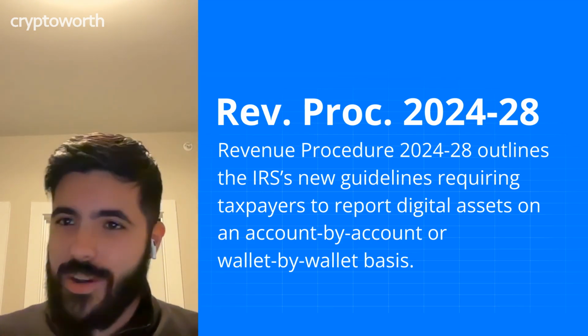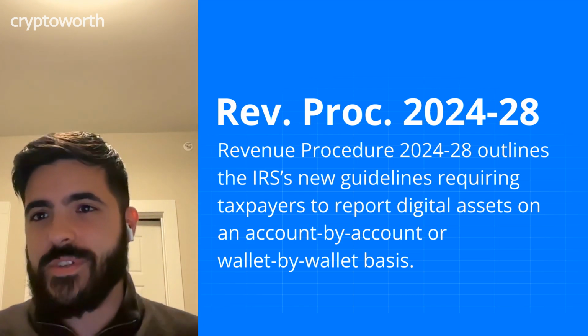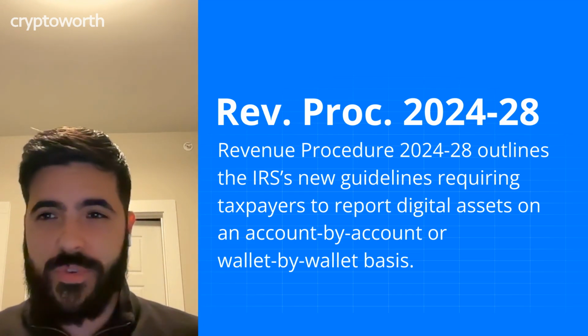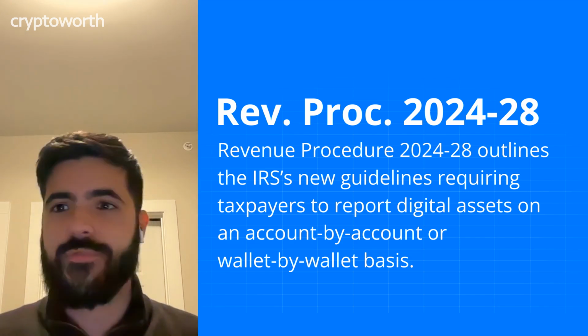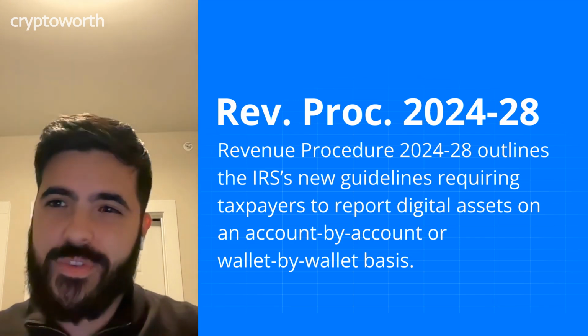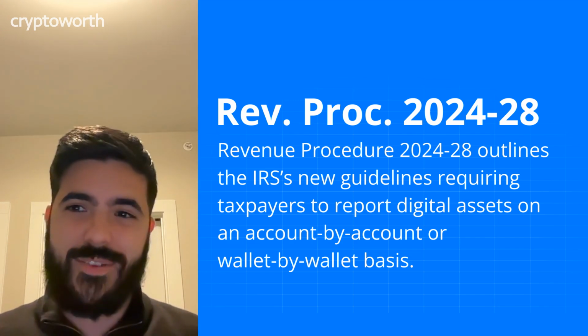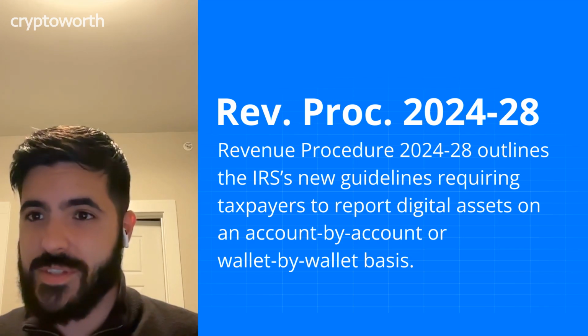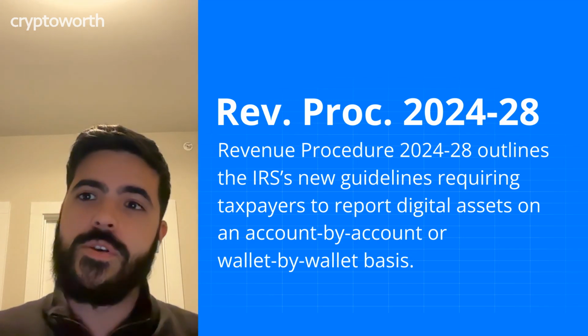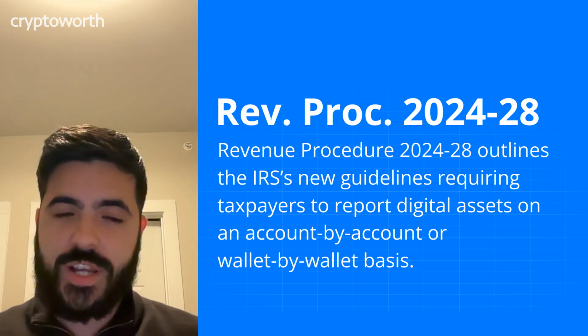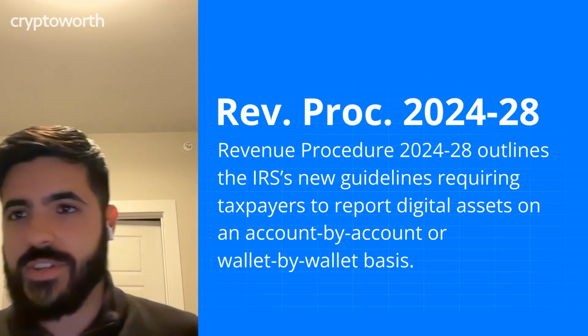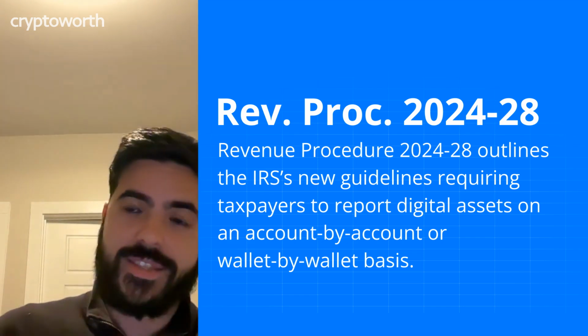Why is this important now? Because these rules are coming into effect as of January 1st, 2025 going forward. So there's very little time between now and that start date for these rules for companies to report in a compliant way according to these new IRS guidelines.